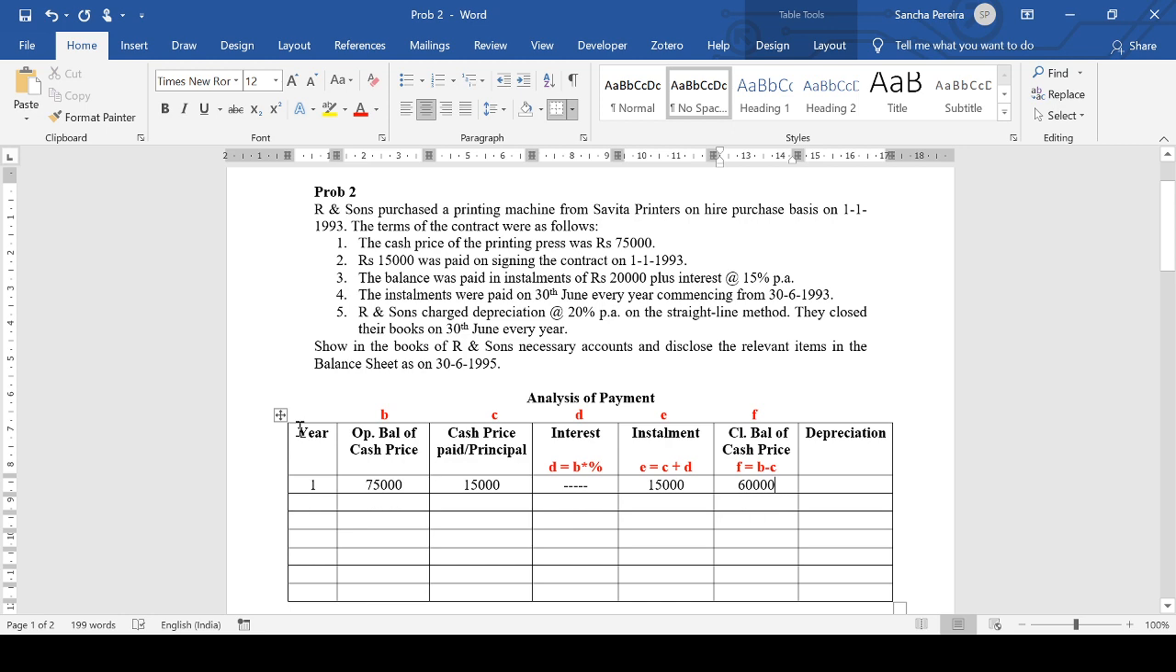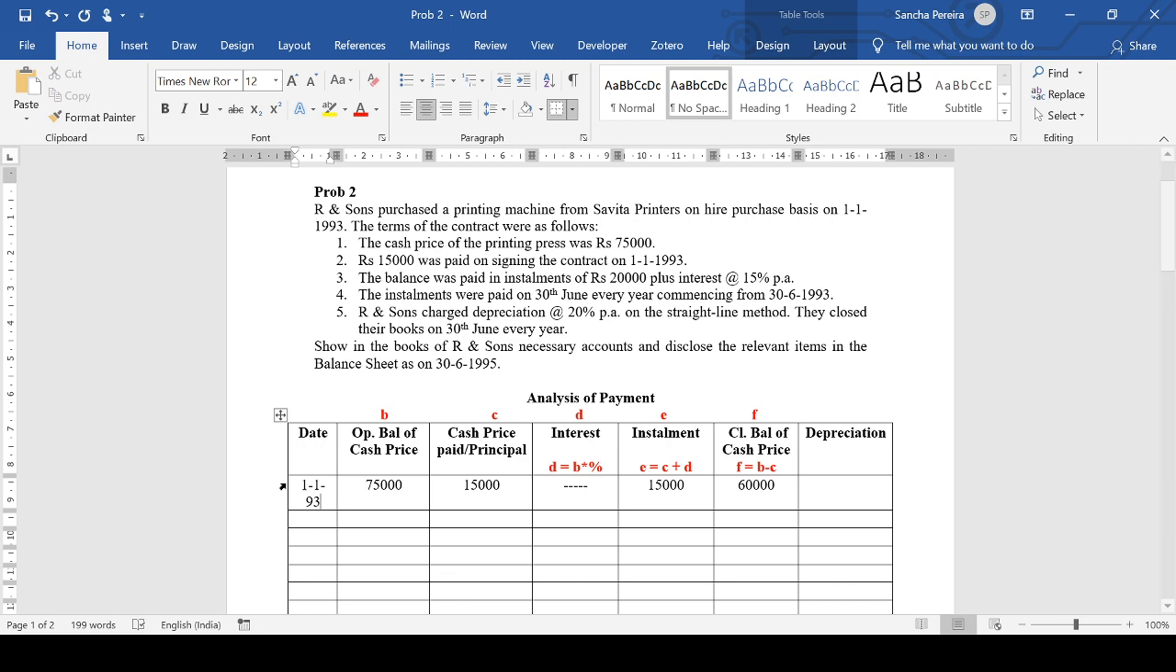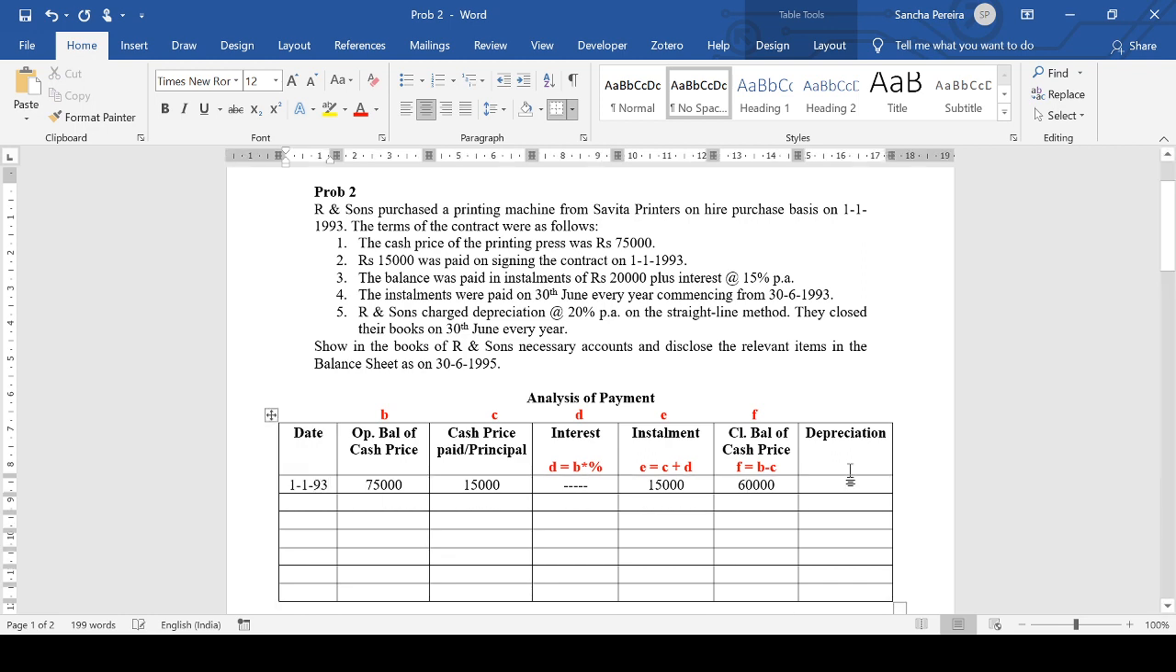Another thing I want to do is change this. Here I'm going to make it as date, because I know the dates for sure. So it is 1st January 1993. There is no depreciation because we are still at the beginning, we are just signing the agreement. Now we go on to the next entry.